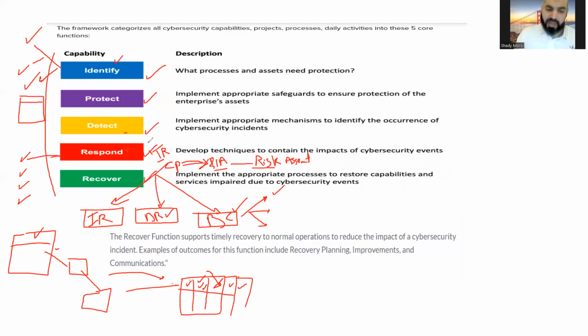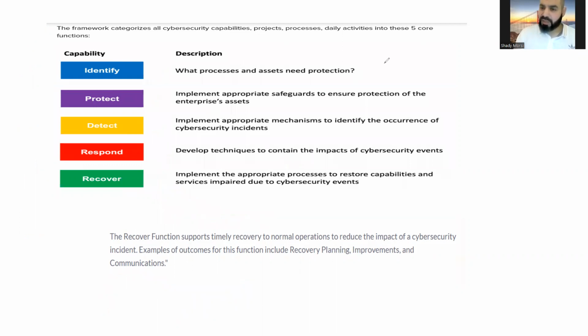So right now, guys, if you recall what we have done in contingency planning, we said that contingency planning is the biggest umbrella. Under contingency planning, we have incident response, we have disaster recovery, and we have business continuity. This is what we covered in the last few days. Is everyone clear about this, guys?